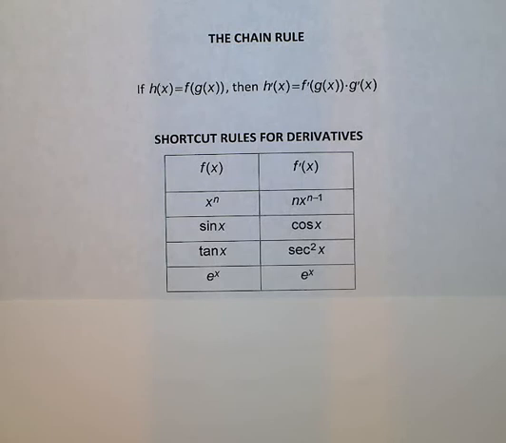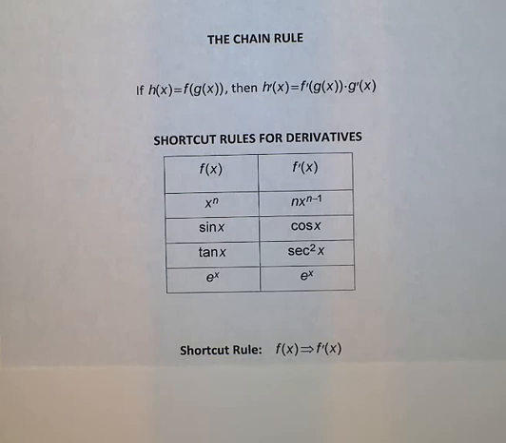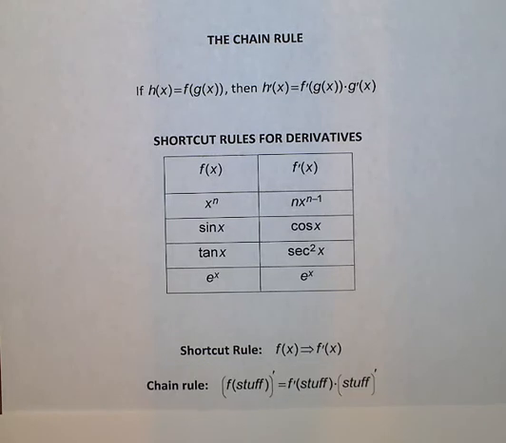So the shortcut rules tell us how to differentiate f of x for certain basic functions f. The chain rule tells us how to differentiate f of something worse, f of some other function of x, or as I refer to it, f of stuff. And what the chain rule says is that the derivative of f of stuff is f prime of stuff multiplied by the derivative of the stuff. That's not very formal language, but I think it helps us find our way through the chain rule.